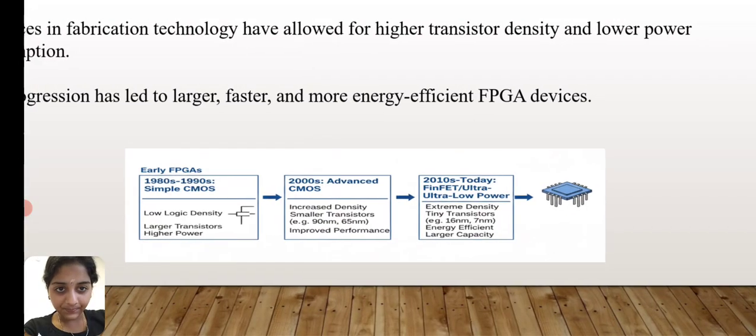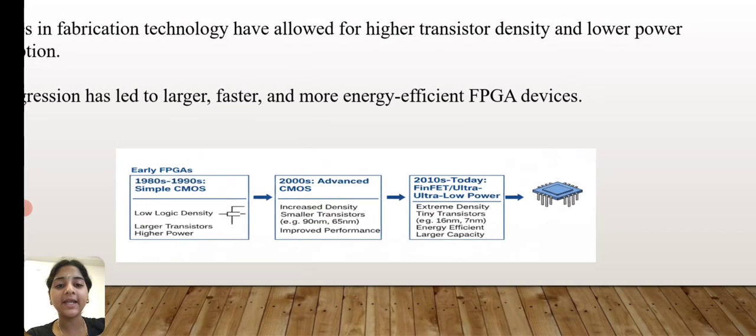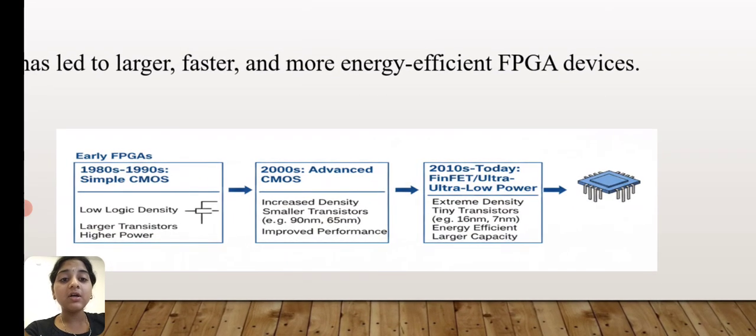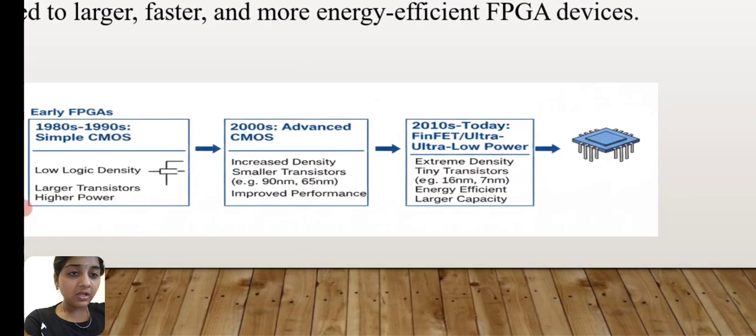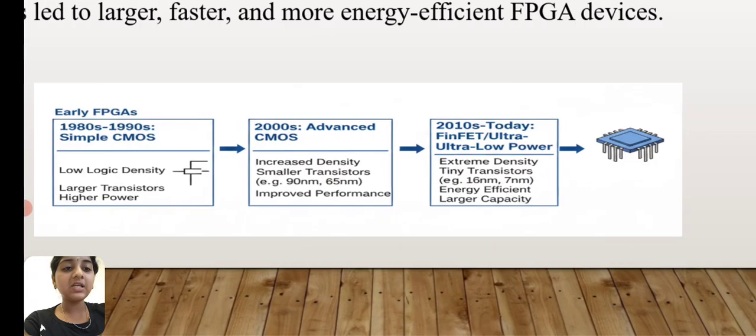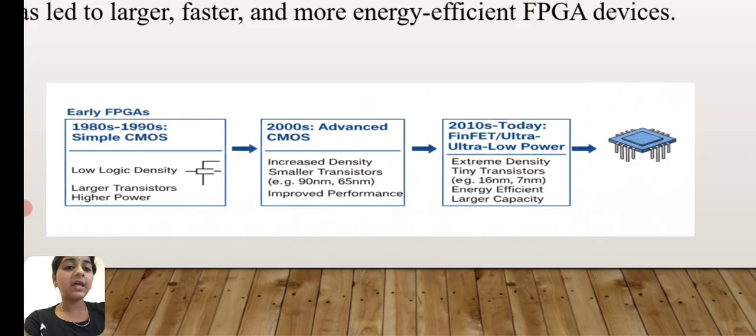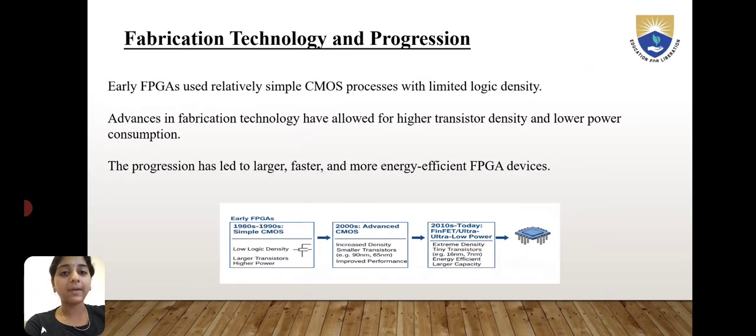Here we can see that in the 1980s to 1990s, early FPGAs had low logic density and larger transistors with higher power. Coming to the 2000s, advanced CMOS, increased density and smaller transistors improved the performance. Coming to the 2010s, ultra low power, extreme density and tiny transistors. Over the years, the transistor size is being reduced, the performance is increased, and the energy is efficient with larger capacity.